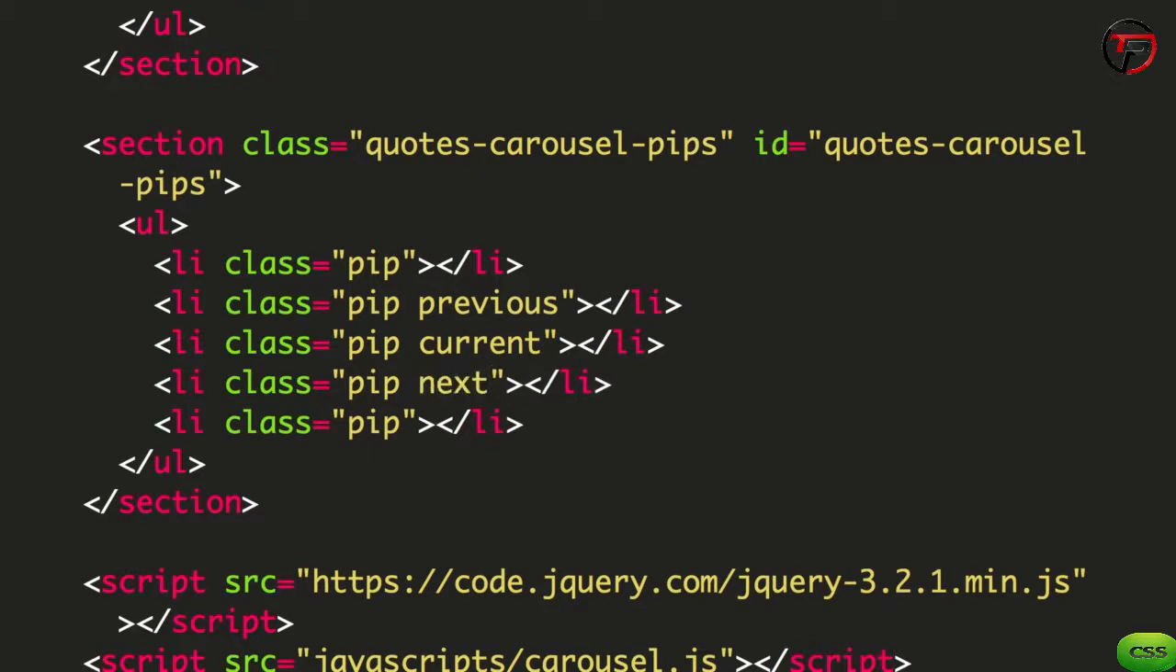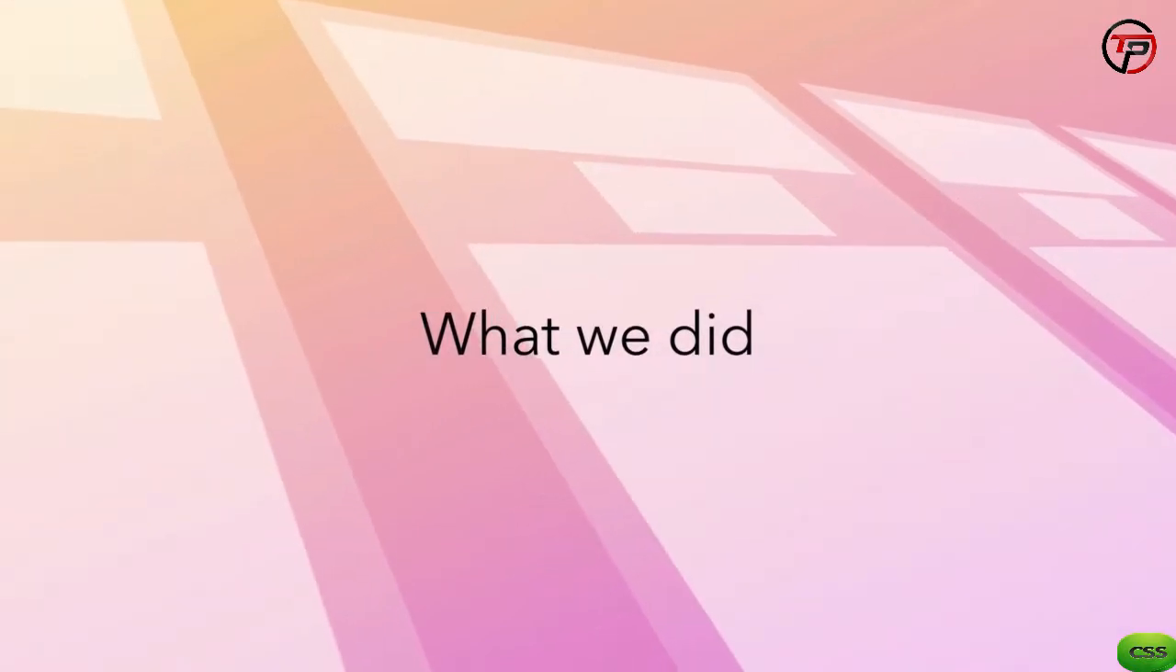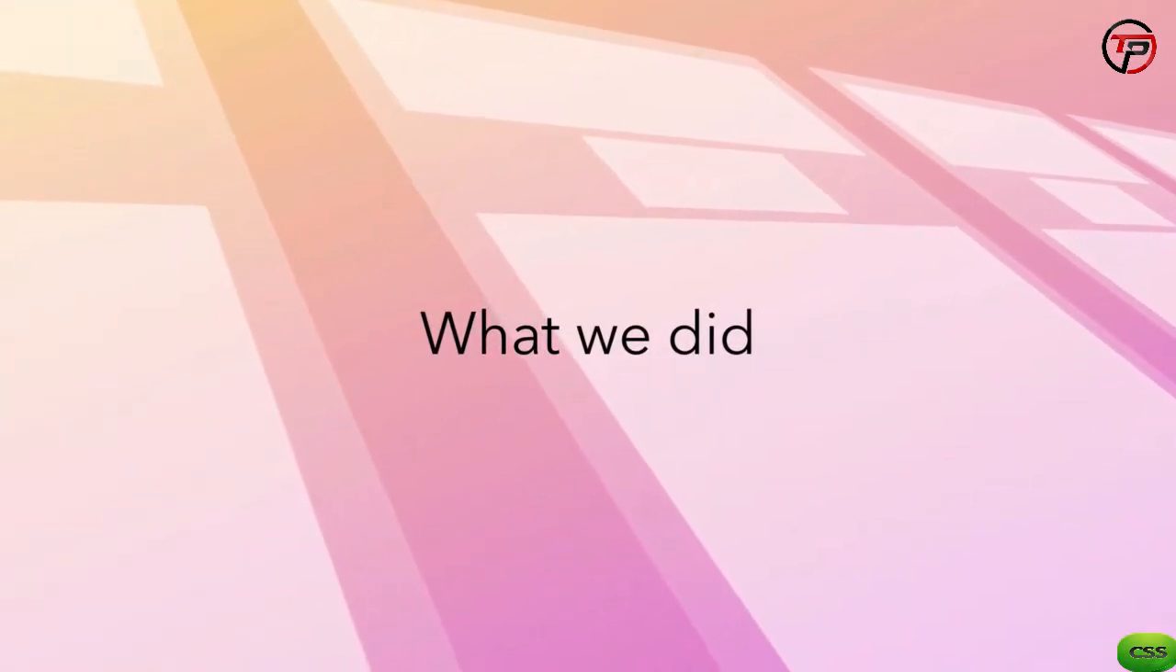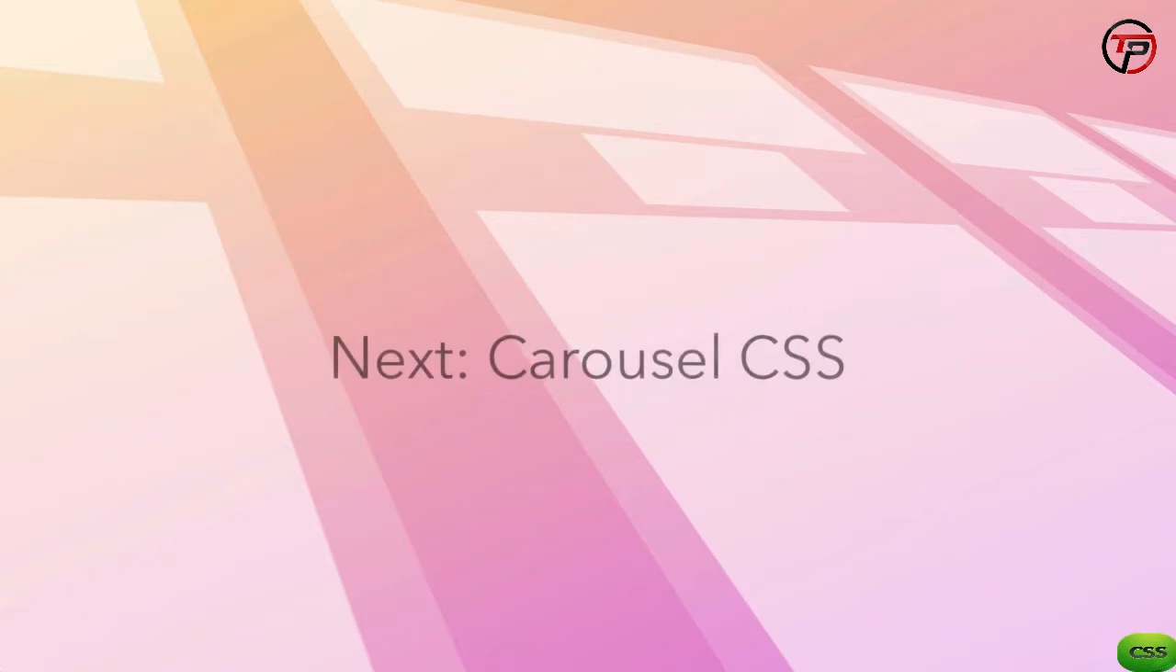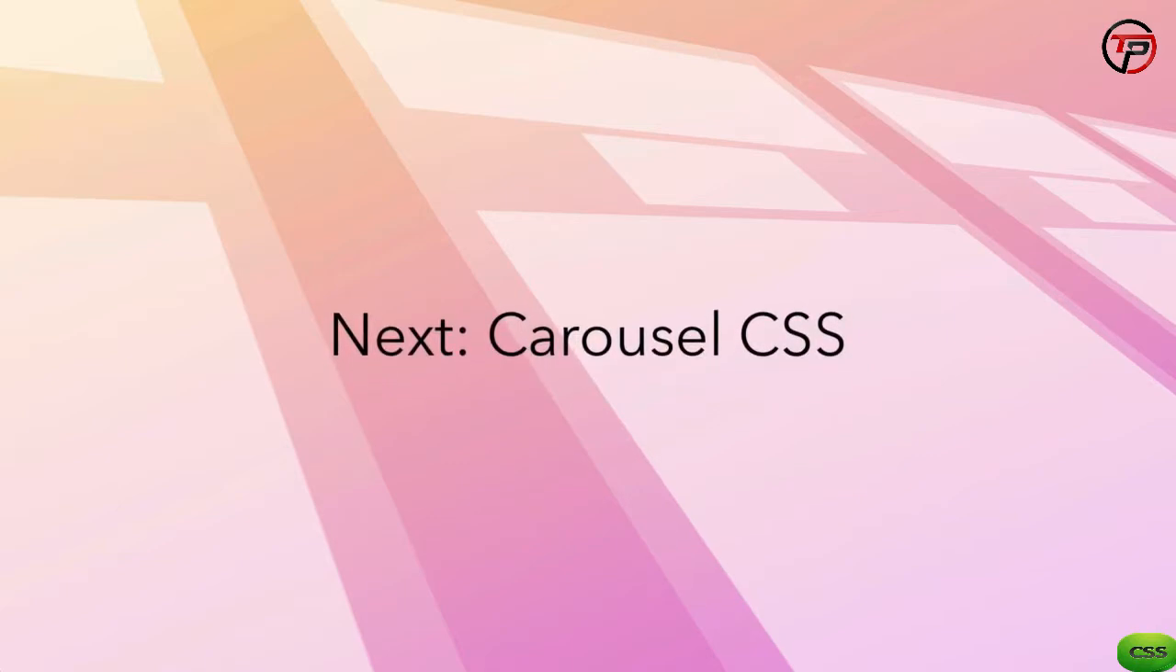So there we go. We've added a list of quotes inside a quotes carousel container. And we've set up some pips to sit beneath the quotes to show how many quotes there are while allowing navigation. Next, we'll set up the styles we need to position these quotes, as well as plan out the animations or transitions we'll need when the previous, current and next classes update.